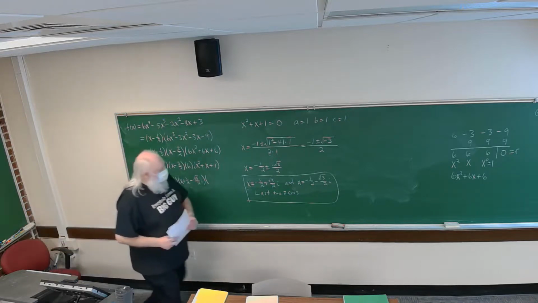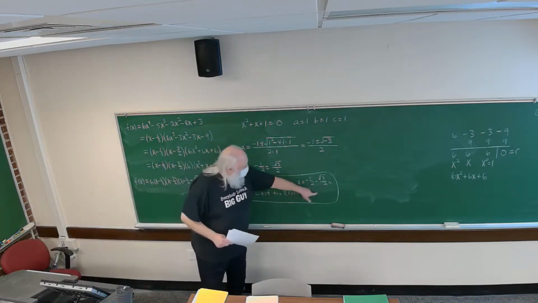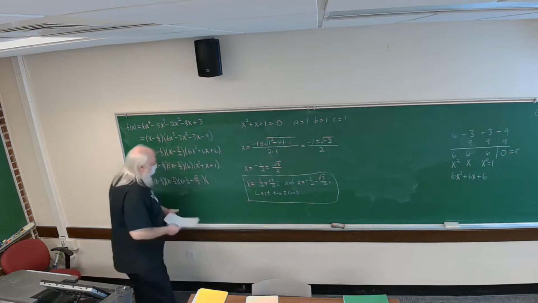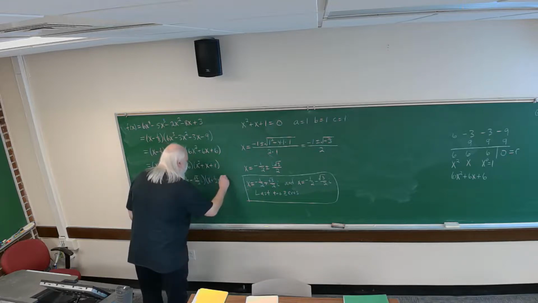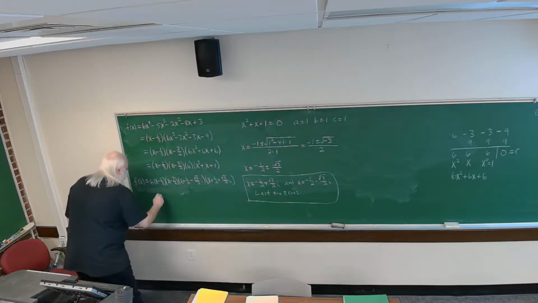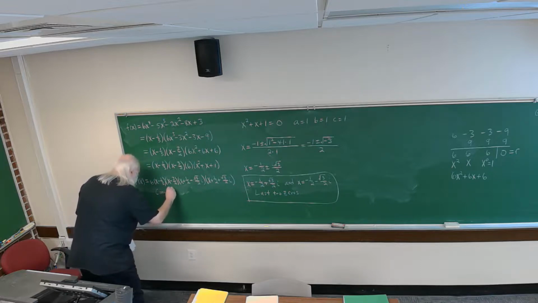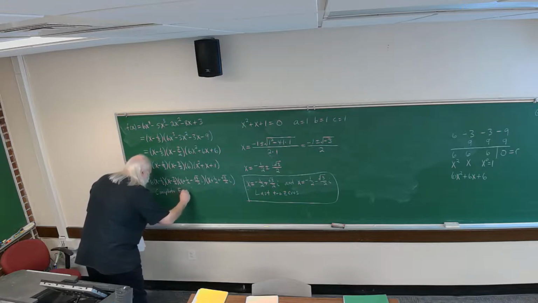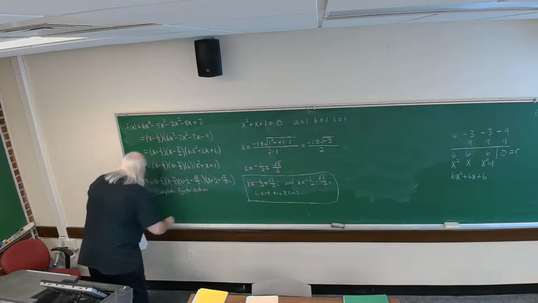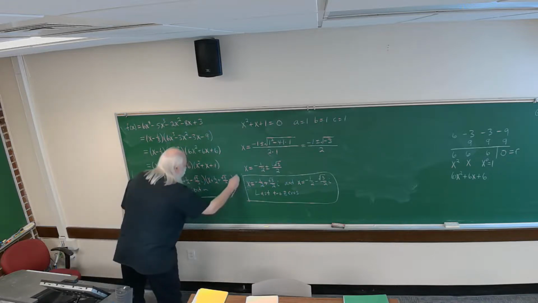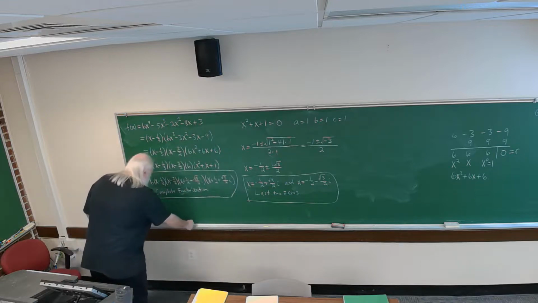And then for the second factor, I gotta add 1/2 and add square root of 3 over 2 i to both sides. The second factor is x plus 1/2 plus square root of 3 over 2 i. This is the complete factorization of our fourth degree polynomial. Okay.